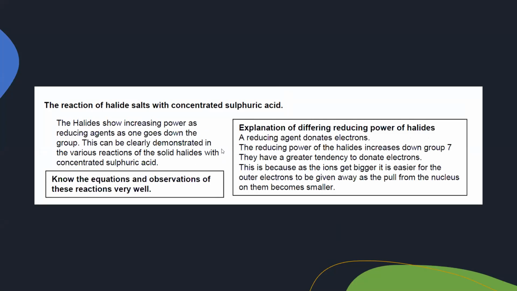Then, reactions of halides with concentrated sulfuric acid. These reactions of halides can also be used to identify the reduction power of these halide ions. By themselves, they are oxidized. Oxidation is a loss of electrons. So when we compare the reduction power, it is opposite.